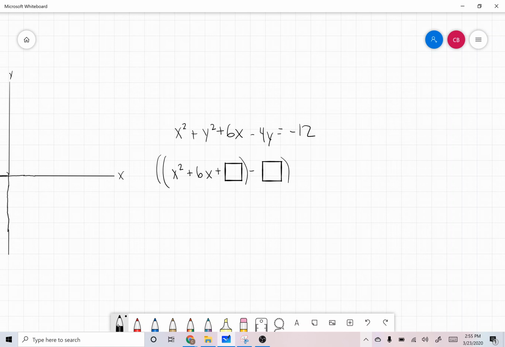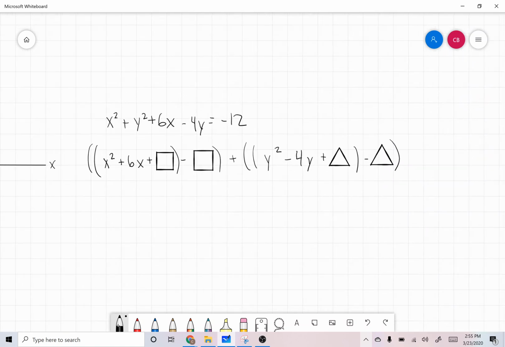Okay. Then we're going to line up our y's. So we have plus parenthesis, parenthesis, y squared minus 4y. I'm going to draw a triangle. Plus a triangle, minus a triangle, and then is equal to negative 12. Okay, so far so good. Now we're going to complete the square on both of these.